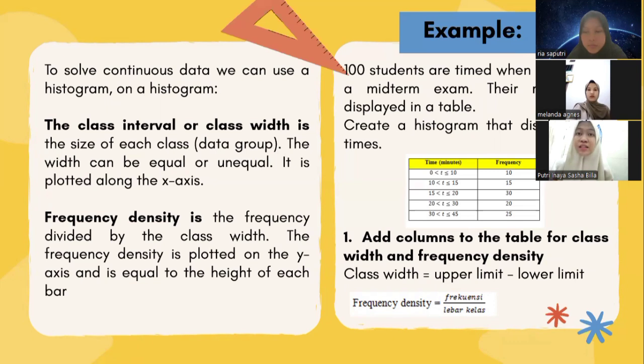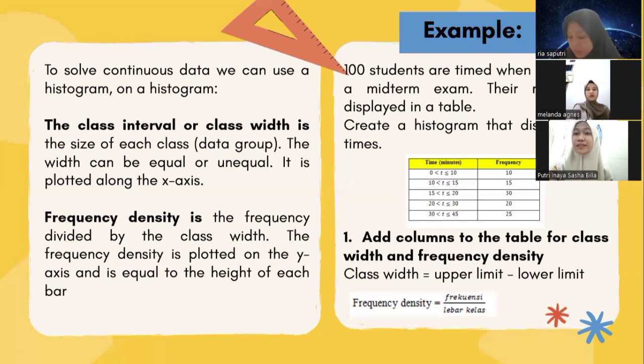On a histogram, the class interval or class width is the size of each class or data group. The width can be equal or unequal. It is plotted along the x-axis. Frequency density is the frequency divided by the class width. The frequency density is plotted on the y-axis and is equal to the height of each bar.